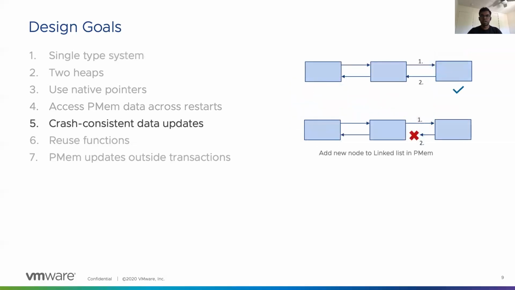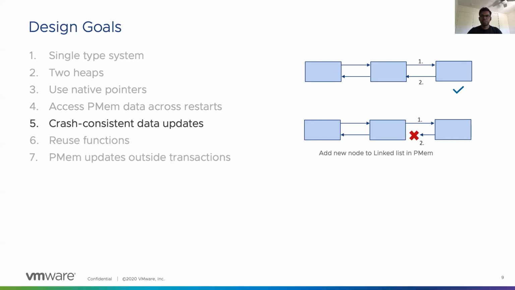Crash consistent data updates. This is needed because data in PMEM is non-volatile. Imagine a doubly linked list in PMEM and we are adding a new node. We first update the tail node to point to the new node. And then we update the back pointer from the new node to point to the original list. If all goes well, we get a new node added to the linked list.